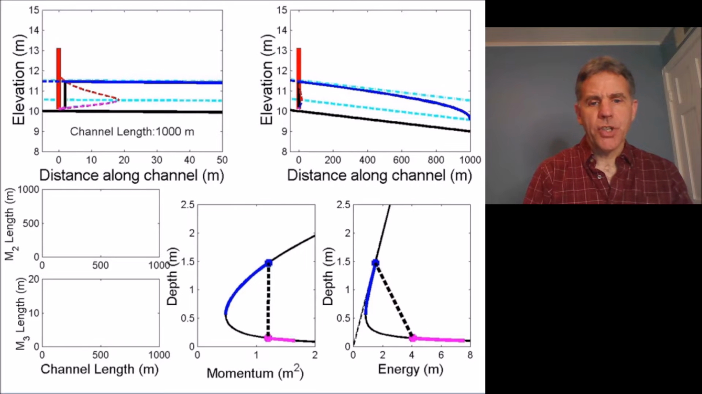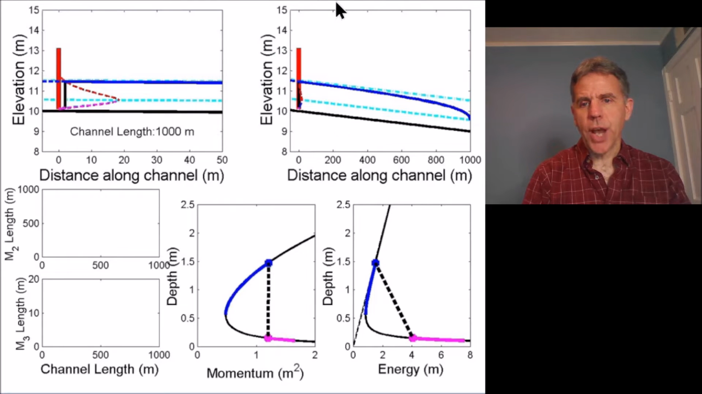Before we start the animation, let's first go over the different subfigures that you see on the screen in front of you. So in the upper right, you're looking at the full channel. You can see the channel has a gate that starts at a position of 0 meters and then proceeds to a free overfall at 1,000 meters downstream. It should be obvious, but I'll say it. The flow enters from the left end and proceeds to the right end.